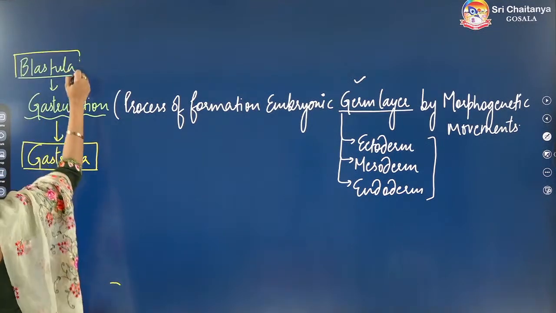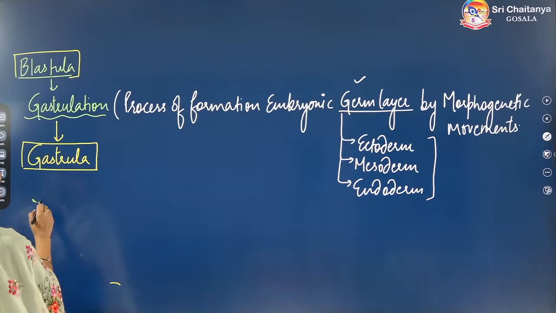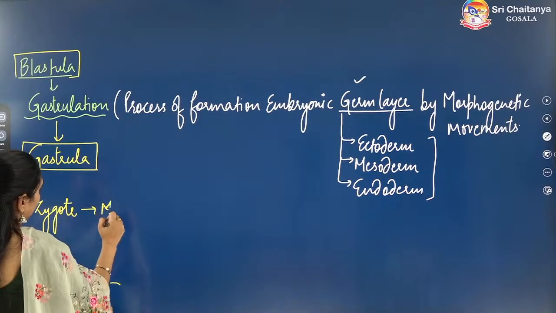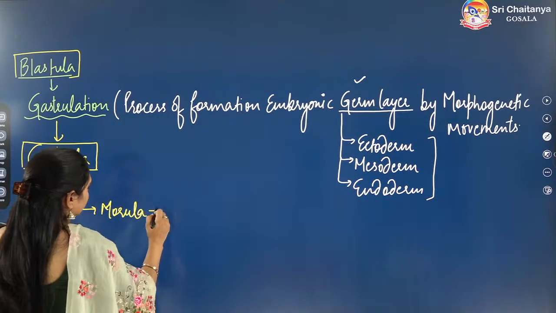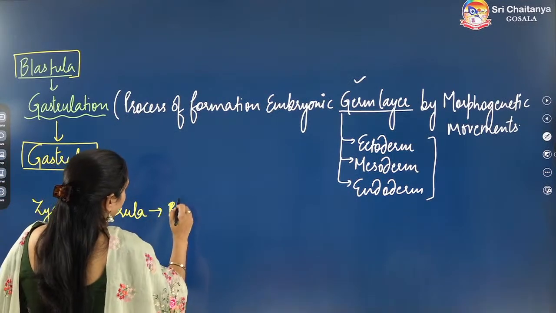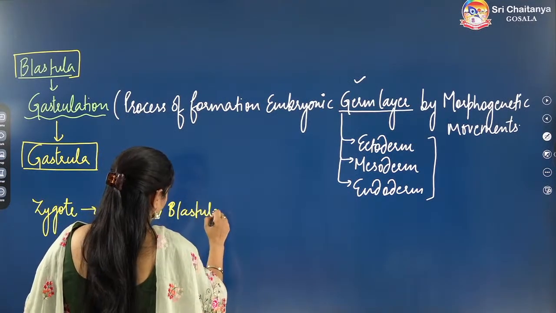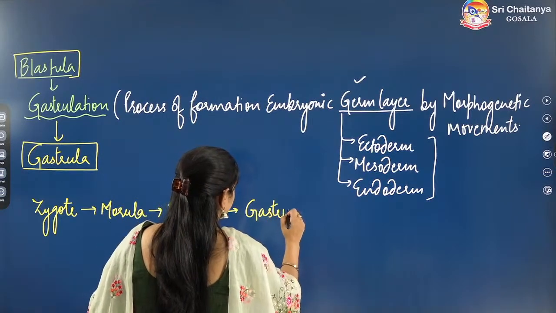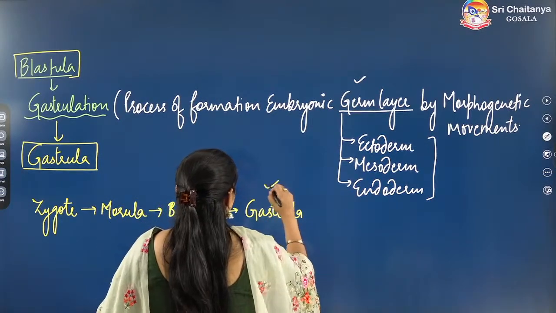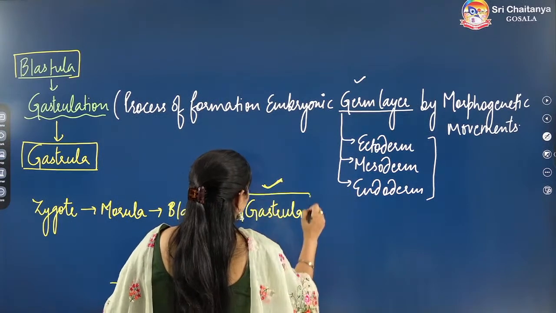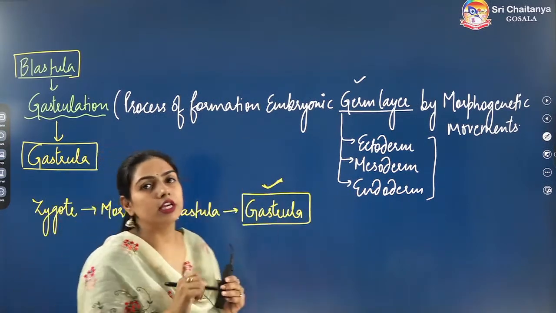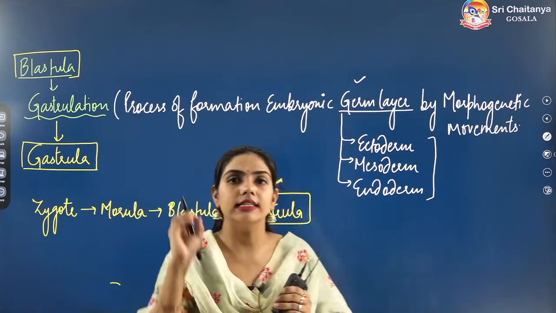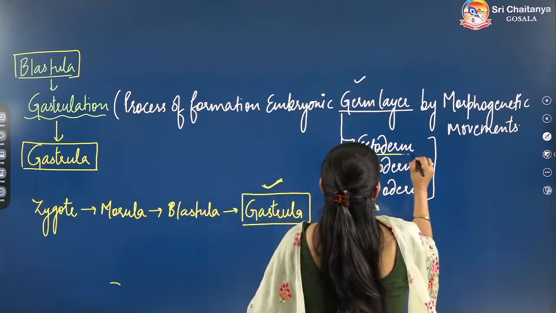So now you have to remember the sequence. After the zygote, what has formed? Morula. After morula, what has formed? Blastula. And after blastula, which structure has formed? Gastrula. This sequence you have to remember, and then you can tell in the gastrula we have seen three germ layers. We have seen the formation of three germ layers. They are known as ectoderm, mesoderm and endoderm.